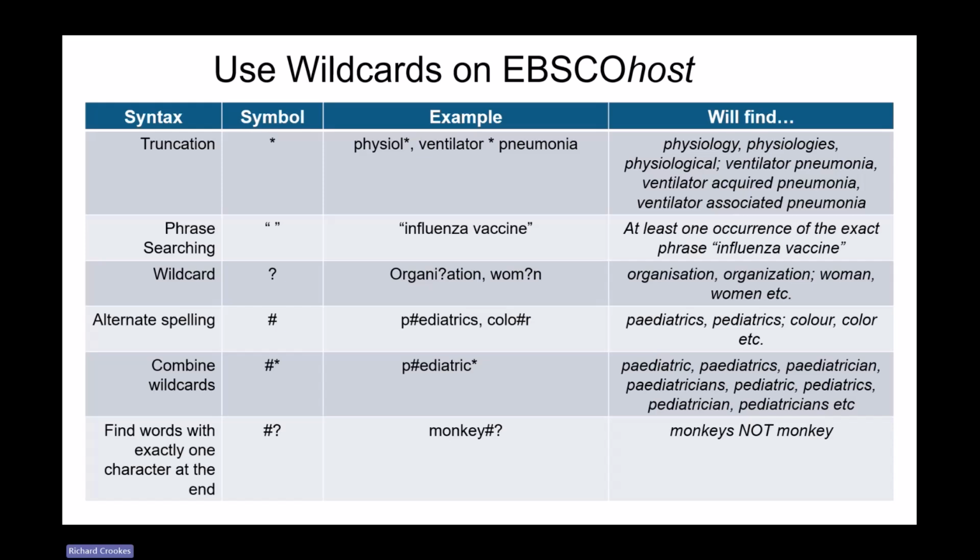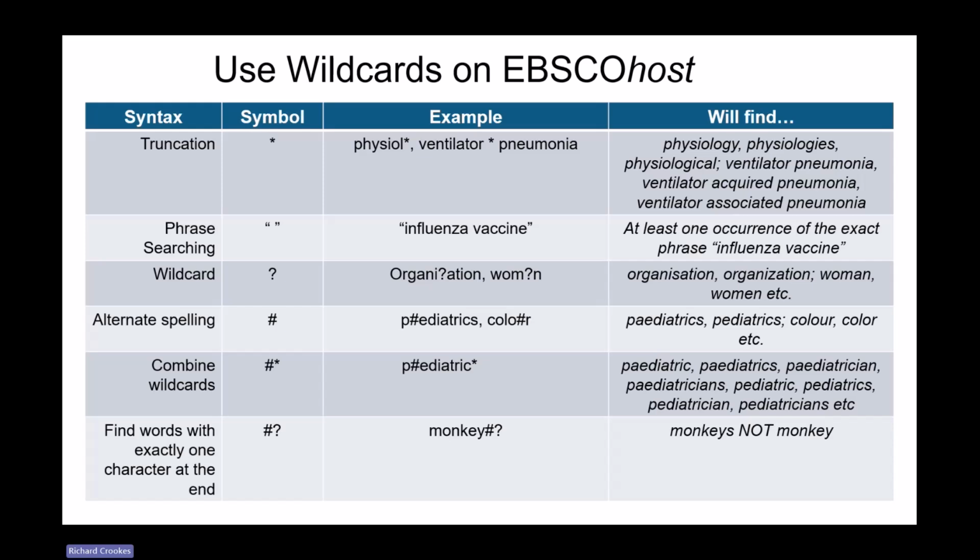To perform an exact phrase search, we do stress the use of double quotation marks. So influenza vaccine with double quotation marks will find at least one occurrence of that exact phrase. Now, within the EBSCO platform, when terms are searched, they are also identified individually. So you'll see influenza in bold, you'll see vaccine in bold, but you should have at least one occurrence within a record where that phrase is mentioned, where the words are next to each other in that order. Okay. There is also the use of the question mark wildcard.